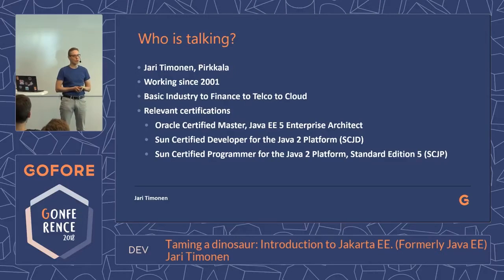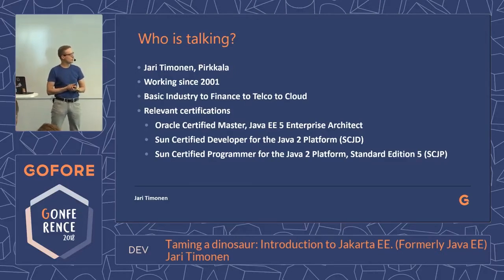So who's talking? Me, Jari Timonen. I live in Pirkkala with 2 kids, and I've been working since 2001. I started my career at the end of the bubble in the 2000s and saw the end of the crazy days. I've worked in basic industry, in telco, in the finance sector, and now with full-on cloud. So I've seen the whole life cycle of development, from the monster machines up to the modern cloud environments. I also did some certifications about Java because it was so hot, steaming hot. I did 3 of them. I think there originally were something like 5 of them.